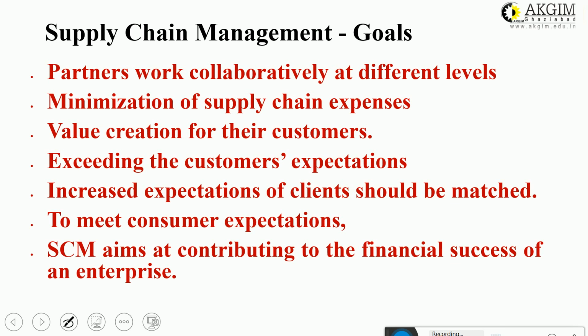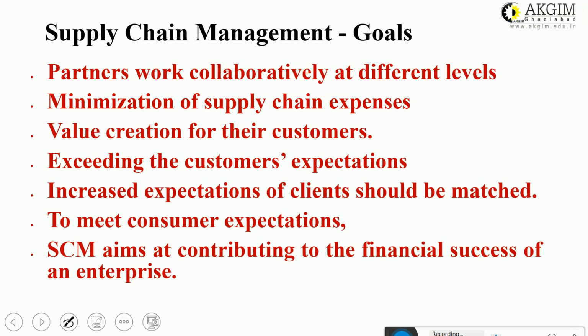Here, supply chain partners work collaboratively at different levels to maximize resource productivity, number one, and then to construct standardized processes across the entire supply chain, then to remove duplicate efforts and minimize inventory levels. This is how it collaboratively works at different levels. Then minimization of supply chain expenses, which is very essential, especially when there are economic uncertainties in companies regarding their wish to conserve capital. So in that case, it helps in minimizing the supply chain expenses.